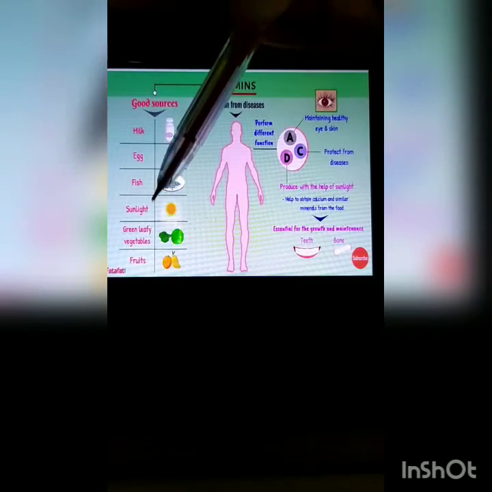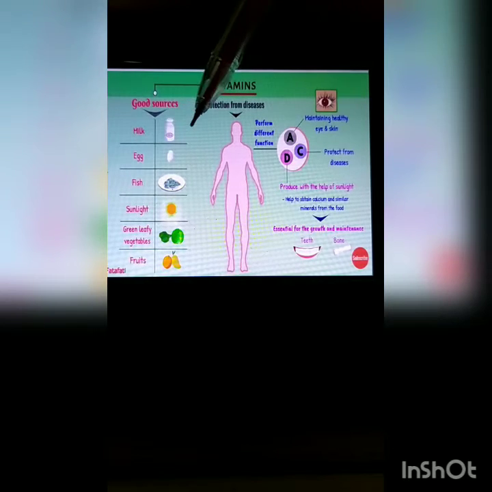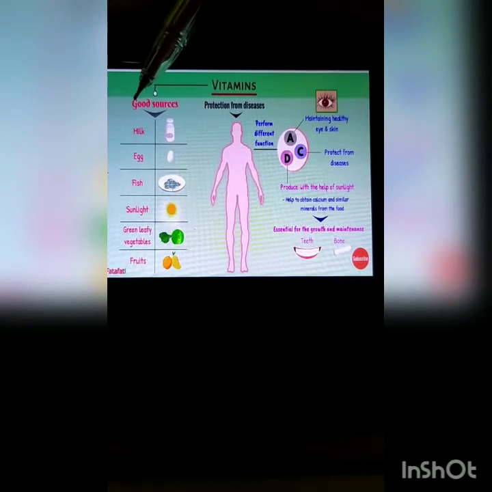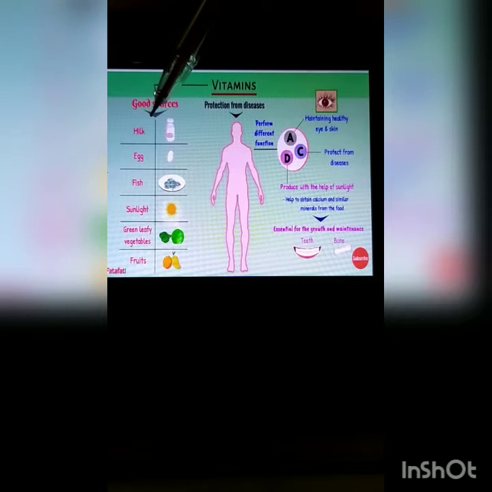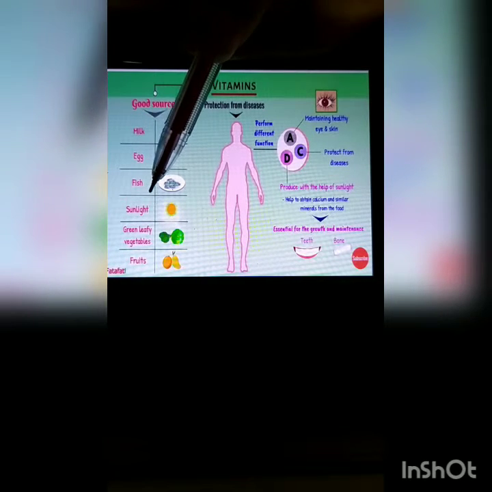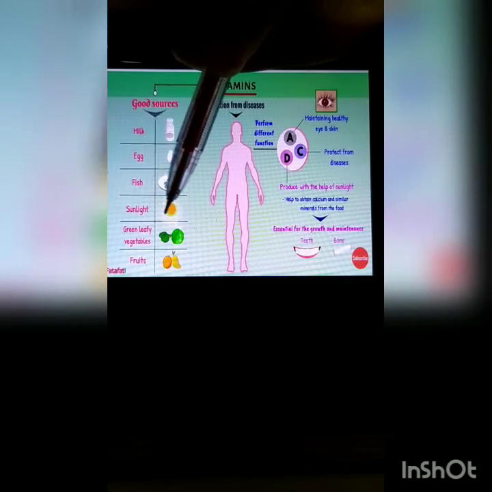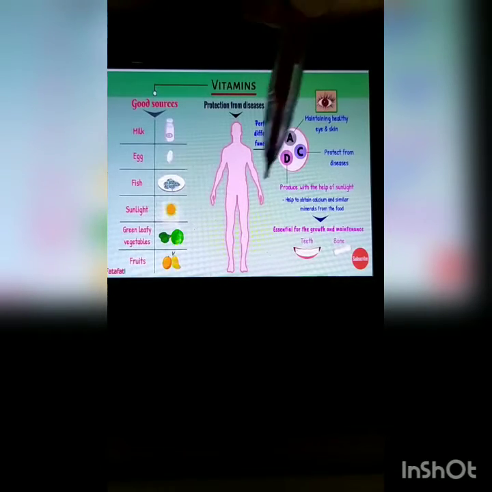So here are the common good sources of the vitamins in food, that is milk, egg, fish, sunlight, then the green leafy vegetables and the fruits.